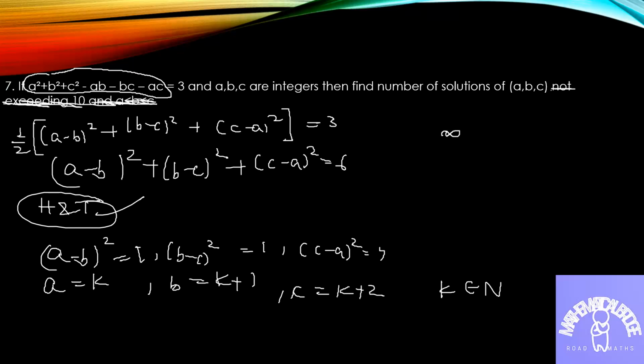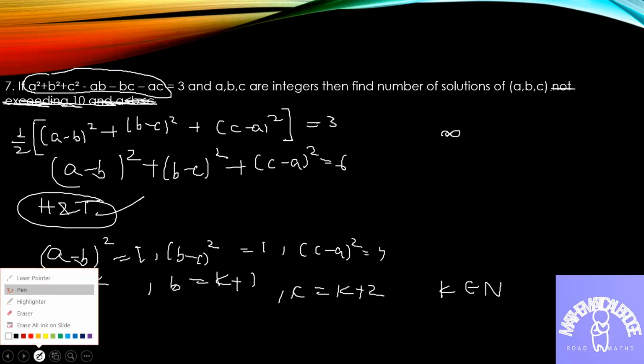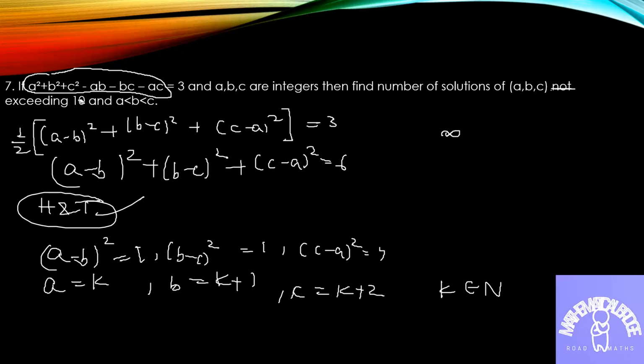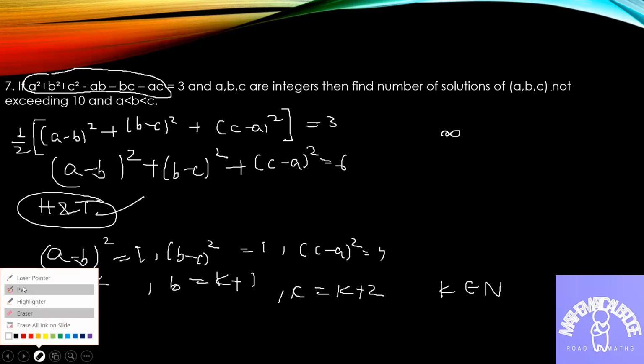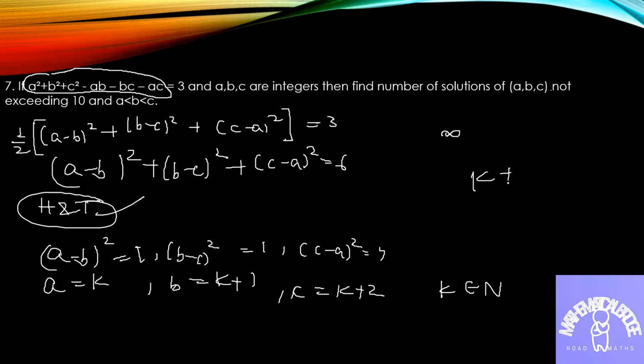So this is why the range is given, not exceeding 10. So now let's use this hint, the range. Not exceeding 10 simply means the maximum value of k plus 2 can be 10. That means k is maximum 8. So how many pairs are possible for a, b, c with a lesser than b lesser than c? Of course a is lesser than b lesser than c: k, k plus 1 and k plus 2.